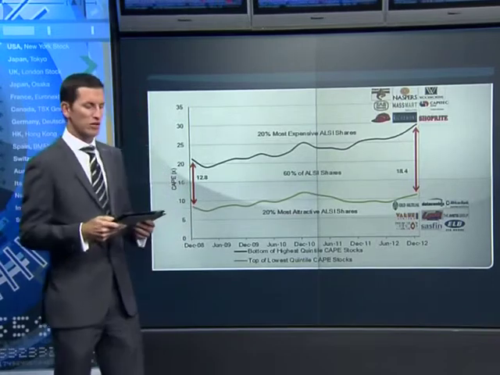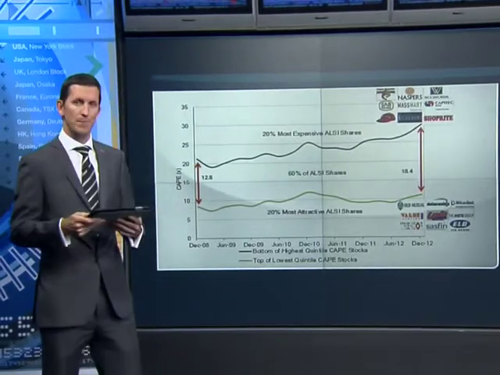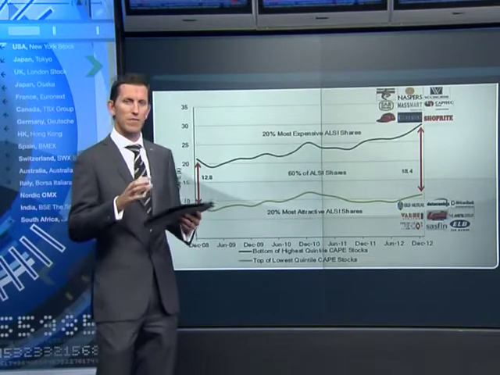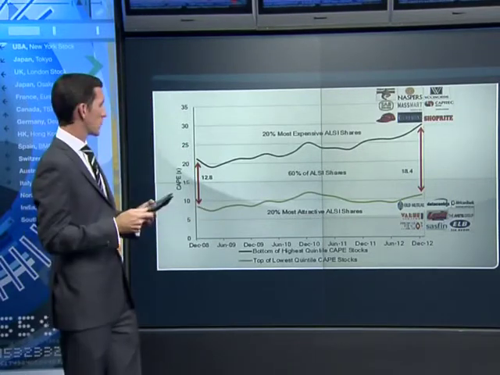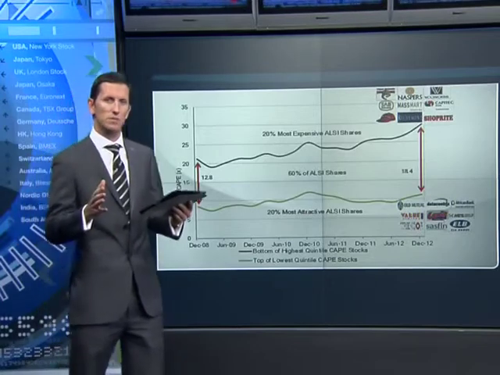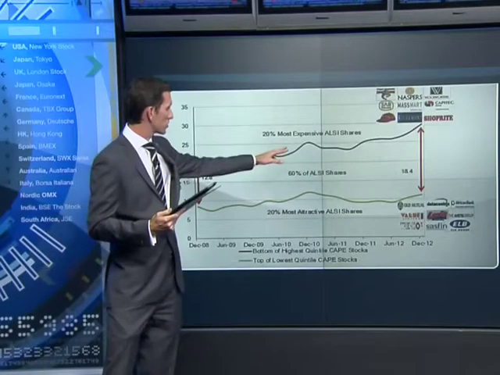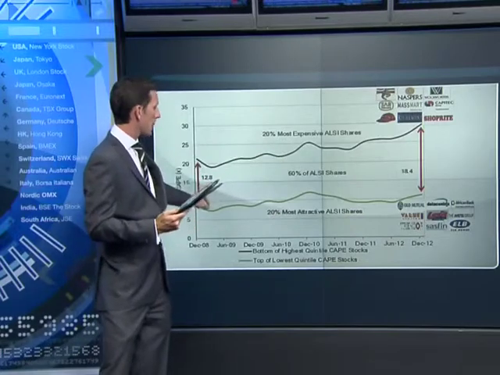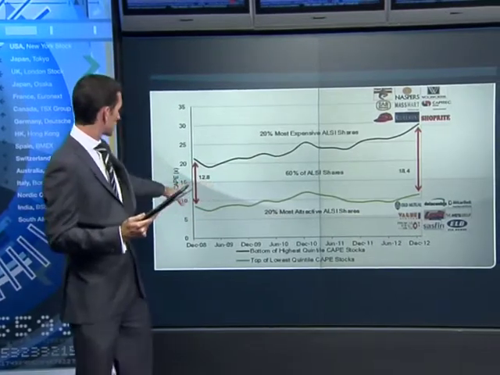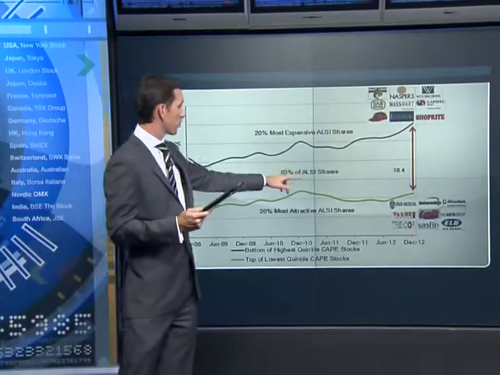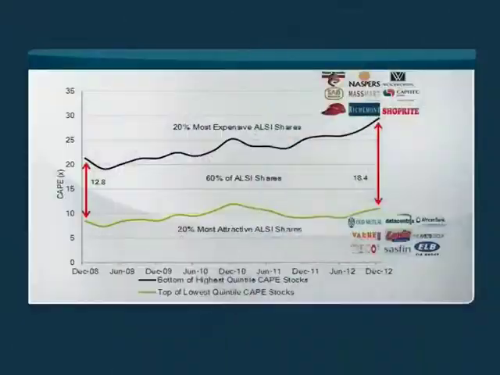So just to give you a little intro into what's been going on here, Canon divided the JSE up into five segments, each with 20 shares. And they said, well, what's the difference between the most expensive shares, which are in the top quintile, and the least expensive shares? This line over here just shows you how much the difference has moved. You can see it was 12.8 times back in December 2008. It's now 18.4 times, the difference between the two.